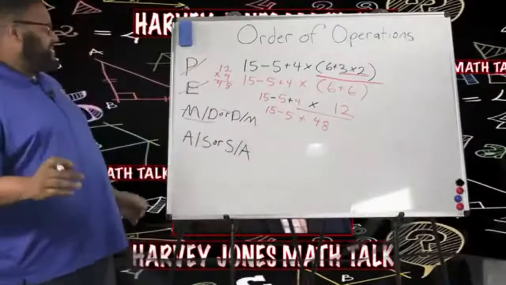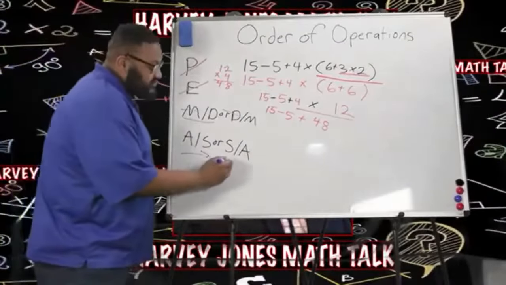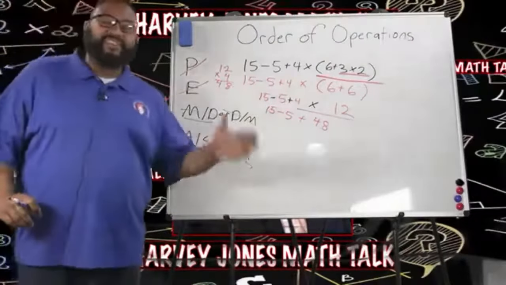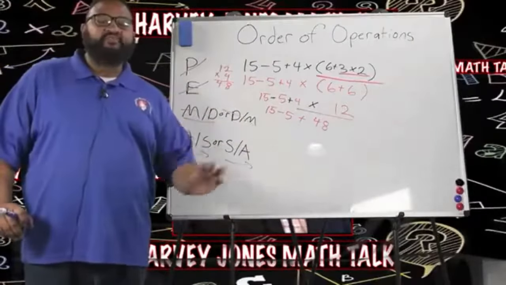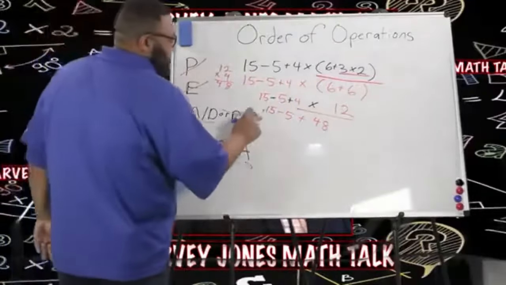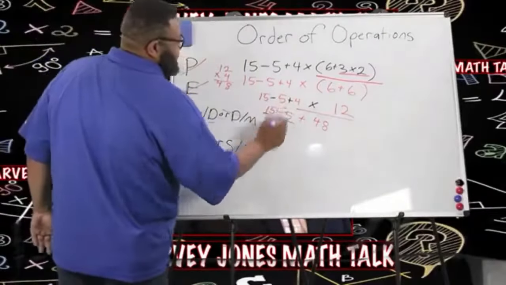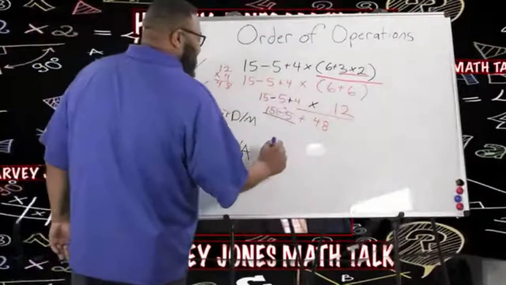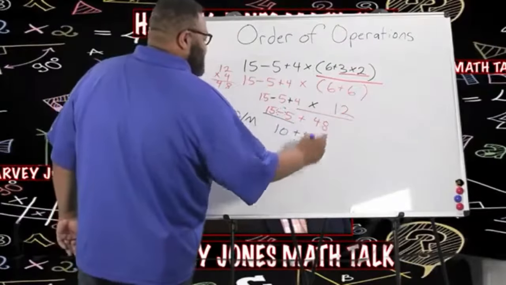Now, here comes the addition, subtraction, or the subtraction, addition. Whichever comes first from left to right. Just because we say Aunt Sally doesn't mean we have to do addition first. It's whichever comes first, the addition or the subtraction, when we go from left to right. Hey folks, check this out. When I go from left to right this time, guess what happens to be first? Subtraction, that is. So I do 15 minus 5, which is 10 plus 48.